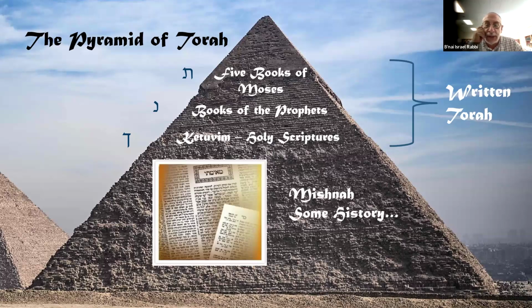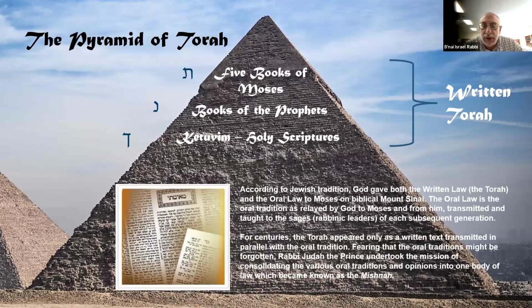We have something called Mishnah, and Mishnah is a body of knowledge that was transmitted orally from rabbi to teacher since the time of Moses. According to Jewish tradition, God gave both the written law, the Tanakh, and the oral law to Moses on Mount Sinai. The oral law is the oral tradition as relayed by God to Moses, and from him transmitted and taught to the sages, the rabbinic leaders of each subsequent generation.